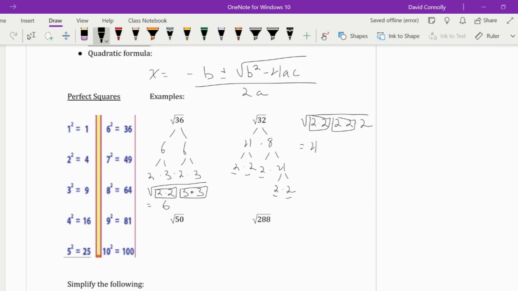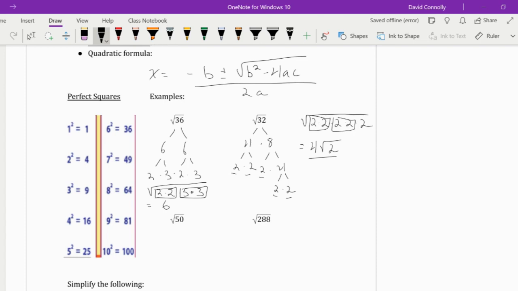Now this time, unlike the other one, I have an extra one left inside the radical. And I'm just going to leave that one in there because it didn't have a pair to be able to pull out. And there we have 4 square root of 2. And that's our final answer. We can't break it down any further.